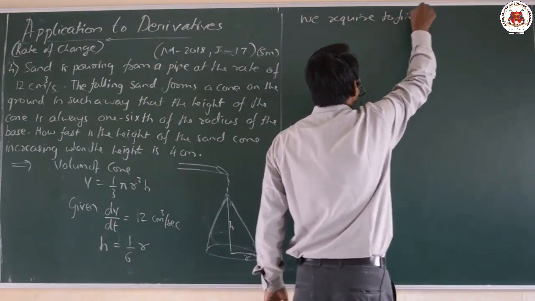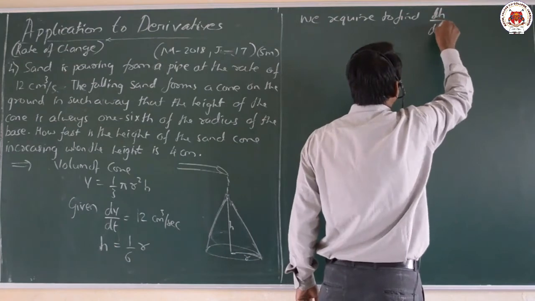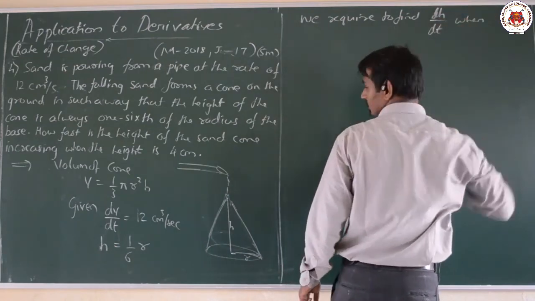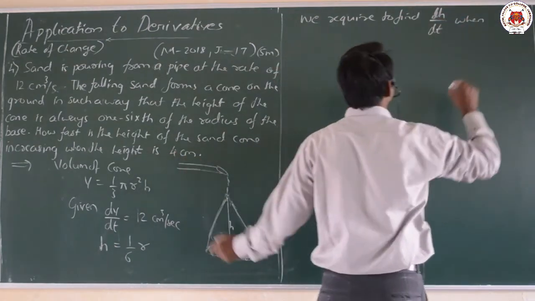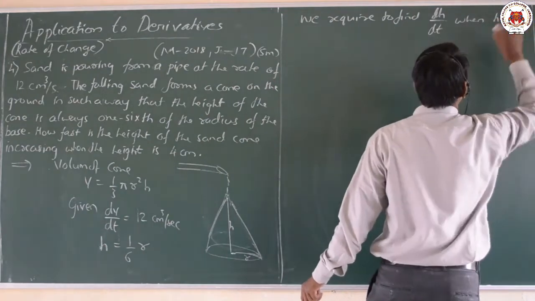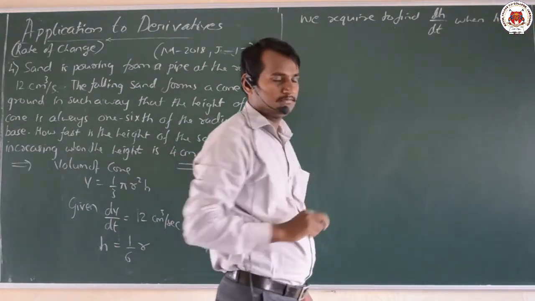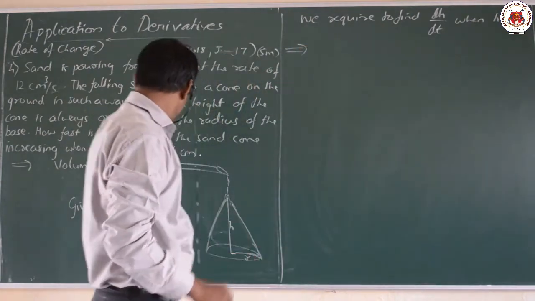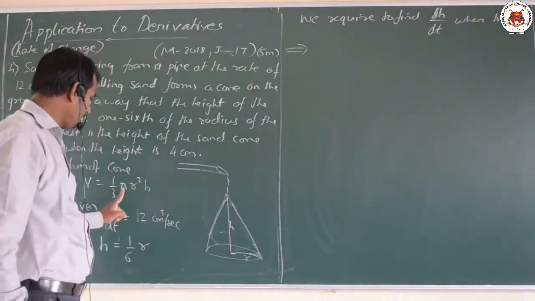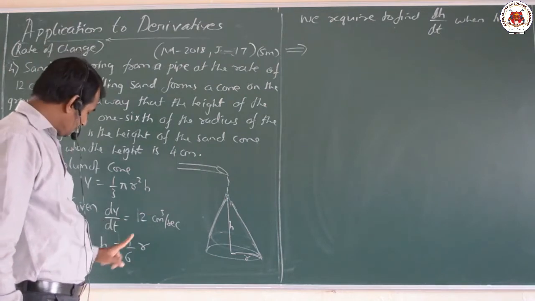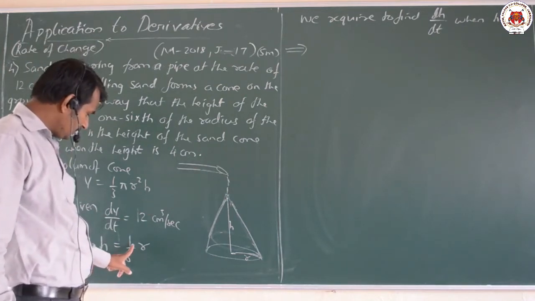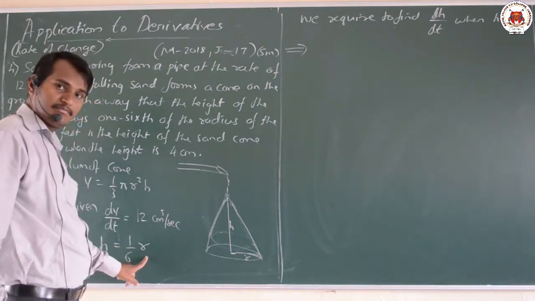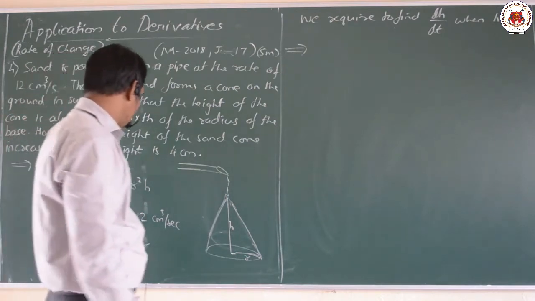We are required to find dh by dt when the height is 4 centimeter, when h is equal to 4. This is all the given data. Now let us observe here. First of all, V is equal to 1 by 3 pi r square h, and here h is equal to 1 by 6 into r. I will substitute this value.